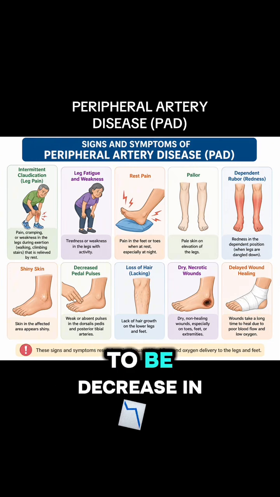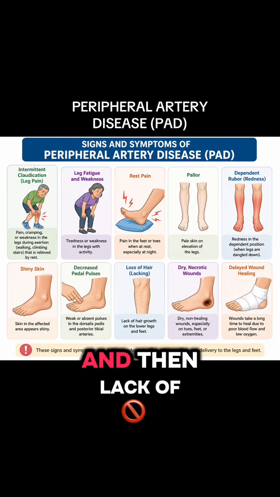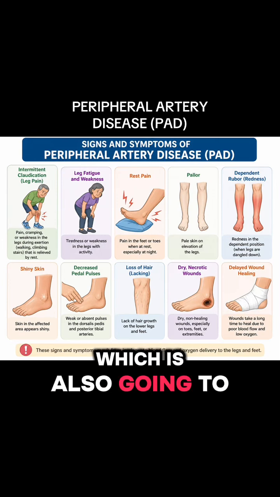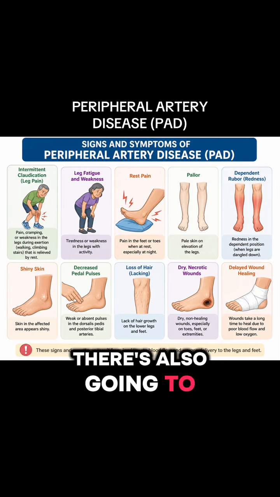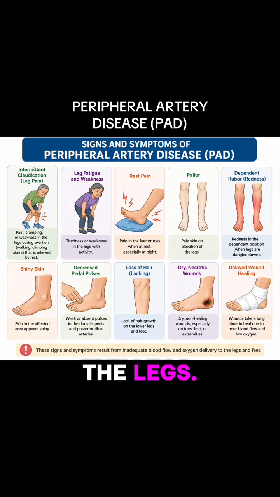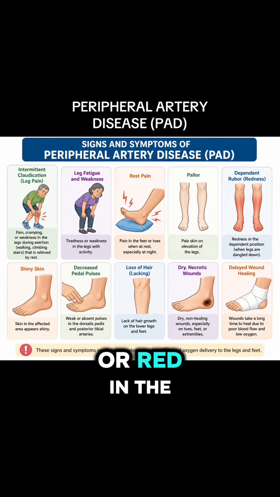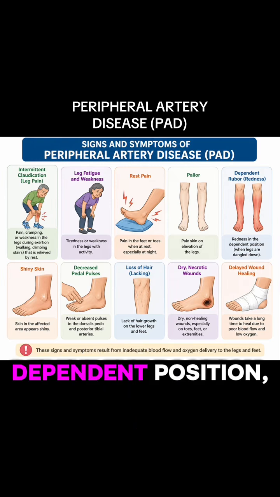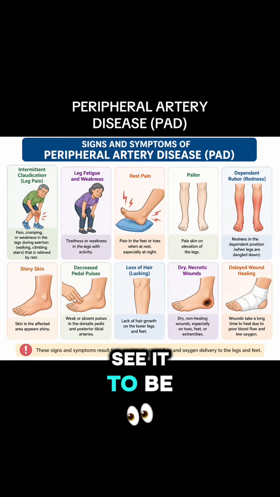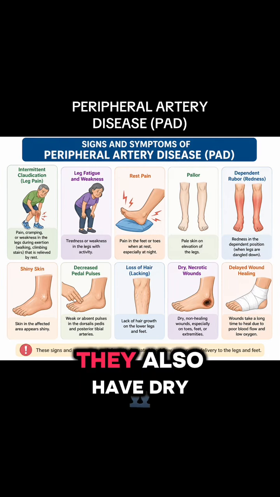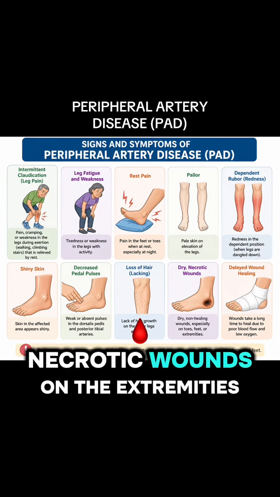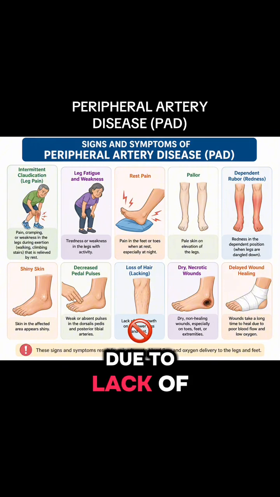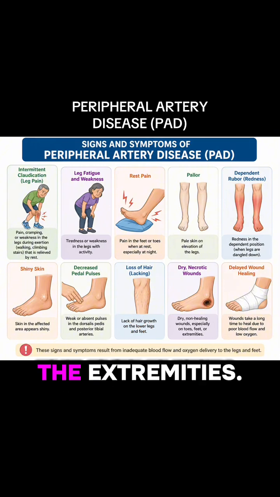And then there's going to be decrease in pedal pulses, and lack of hair on the skin area, which is also going to be shiny. There's also going to be pallor on elevation of the legs. They also have rubor or red in the dependent position. So when their legs are in the dependent position, you are going to see it to be rubor or red in color. They also have dry necrotic wounds on the extremities, and they have delayed wound healing due to lack of oxygen and nutrients to the extremities.